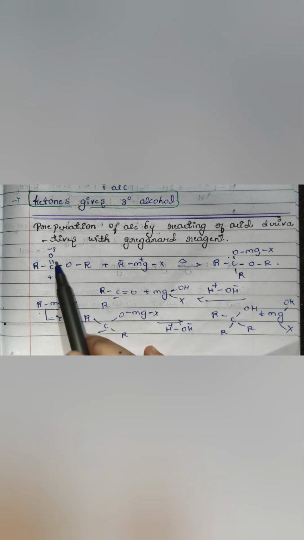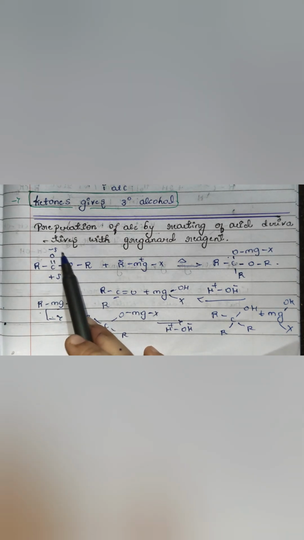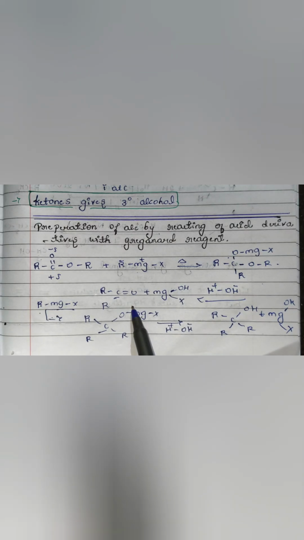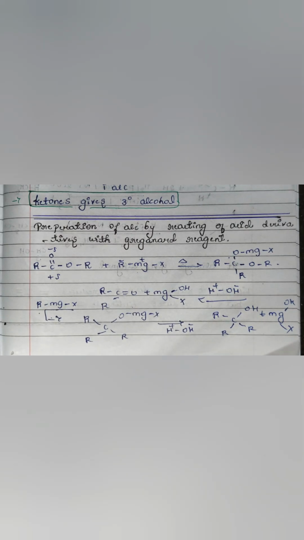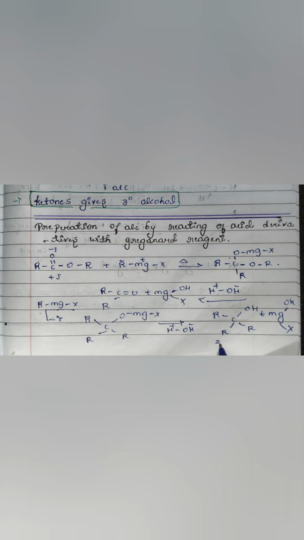It means this oxygen is combined with the Mg and its carbon is combined with the R. Then it forms RCOR, RCOMgX, and this compound will be formed. When it is treated with water, then this compound will form. Finally, it gives tertiary alcohols. This is called a tertiary alcohol.